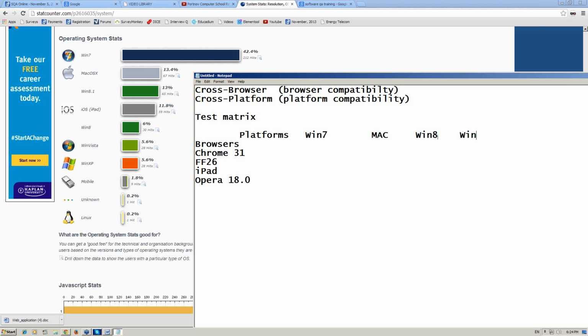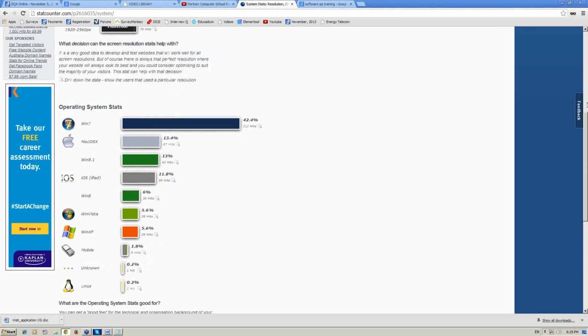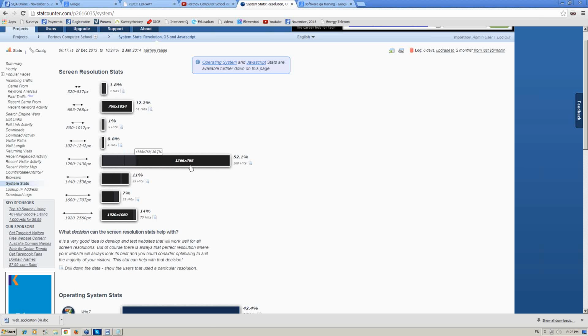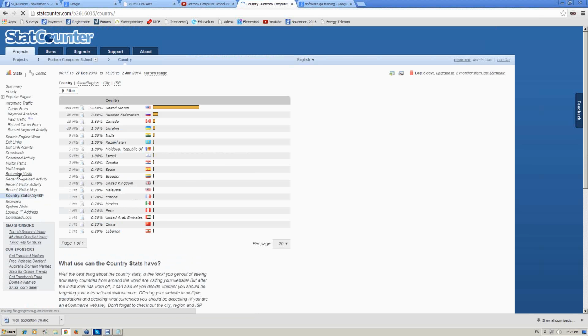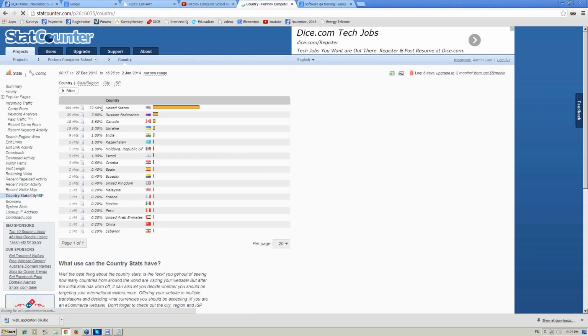Okay, that is your test matrix. So when you test a web application, you have to understand there is a complete set of statistics on everything. And it is not just browsers and operating systems. It's more than that. We have access to resolutions of the screens. Sometimes it is important, not always. Countries of the world. So I have 77% from US, not bad.